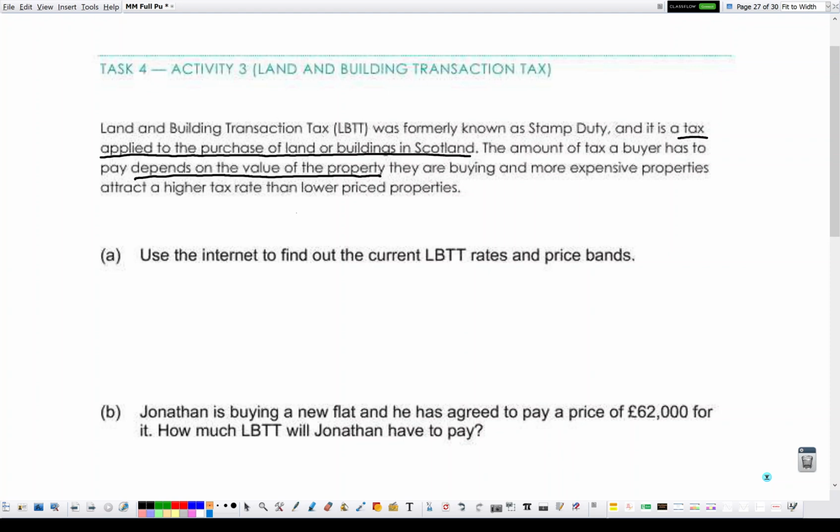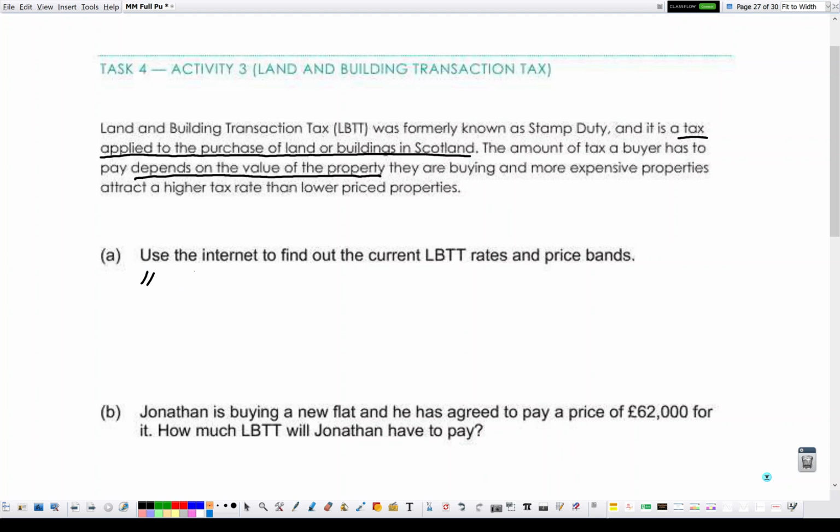Okay, so your job, first of all, is to use the internet to find out the current land and building transaction tax rates and price bands. Now, this actually changed quite recently. This changed as of, I think, July 2020. It was set in stone for quite a while, and it has been changed due to coronavirus. Actually, the rates have slightly changed. So you'll see that written down when you type this in.